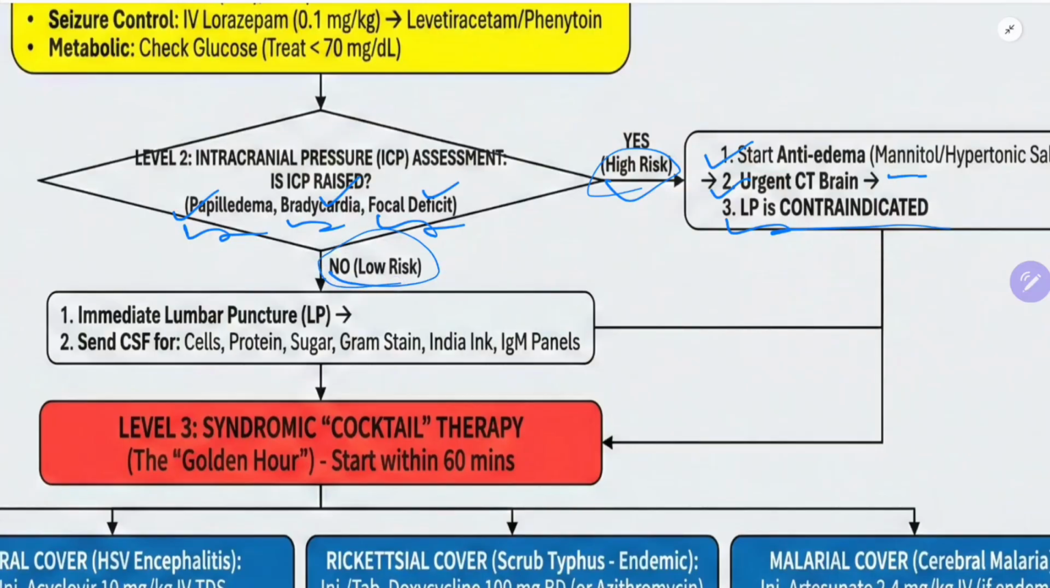If these signs are not there, papilledema is not there, bradycardia is not there, focal deficit is not there, then immediate lumbar puncture should be done, and the CSF should be sent to know the cells, protein, sugar, gram stain, and IgM panels.